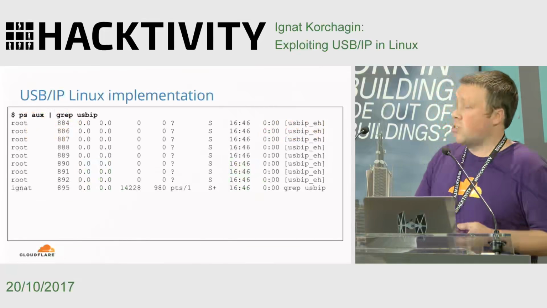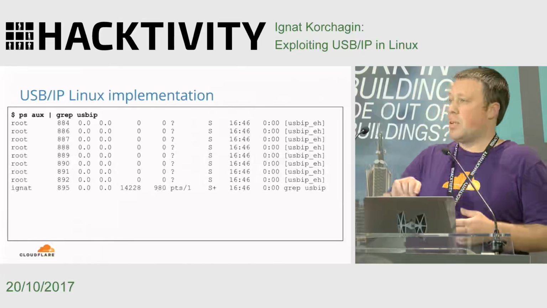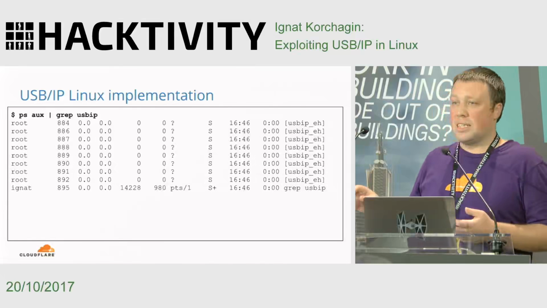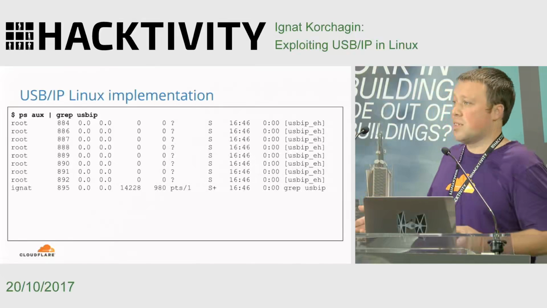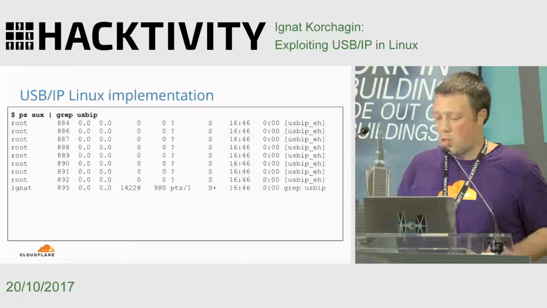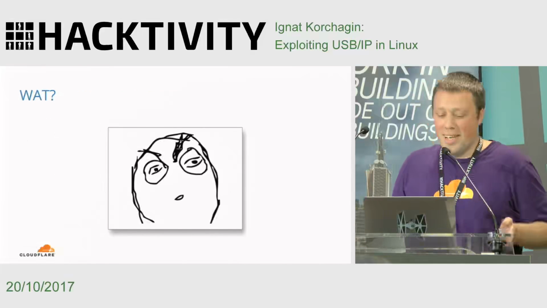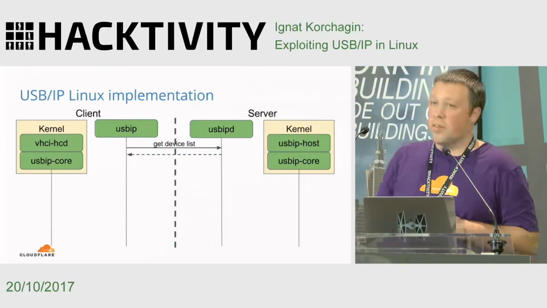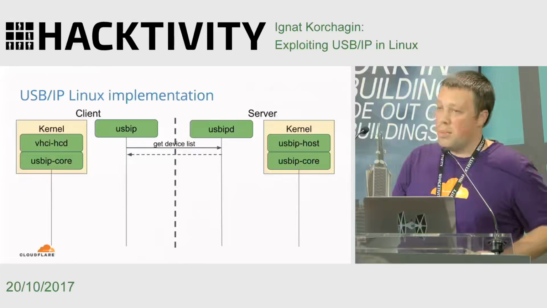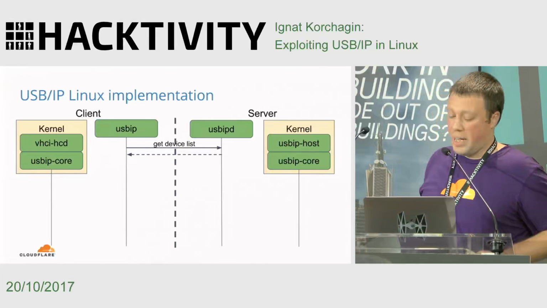So I even tried to search for this agent. I thought maybe when you launch the USB IP client utility, it forks in the background and keeps the device connected, but there is no such thing. And I was like, what? Then I started digging into the source code. Turns out under the hood, USB IP is implemented a bit differently. So this is another perspective.